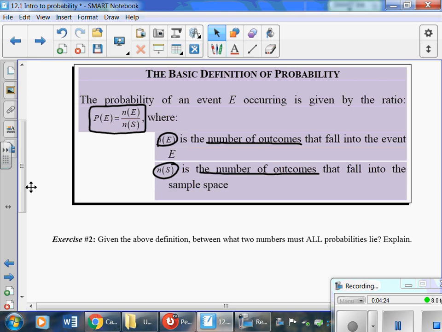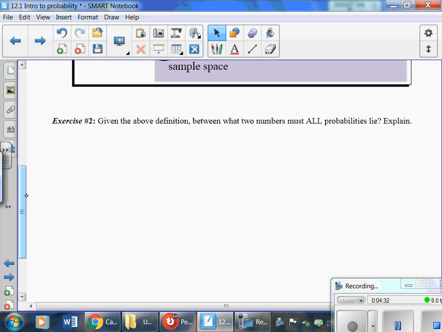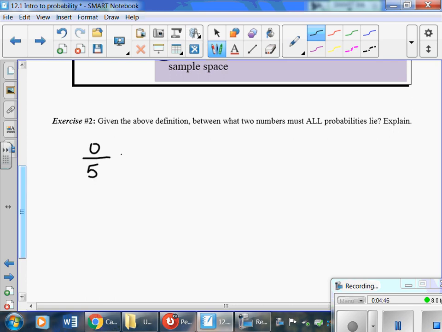So given the above definition, between what two numbers must all probabilities lie? Let's talk about that last problem with the spinner with the 5. If we had the possibility of none of them occurring, that would be 0 out of a total possibility of 5, so this is equal to 0. And what's the probability of hitting all the numbers? Well, that's going to be 5 out of 5, and that's 1. So in this case, the probability of an event occurring is between 0 and 1.